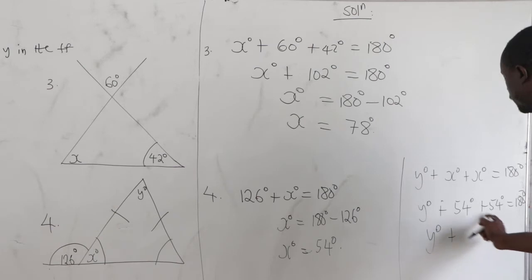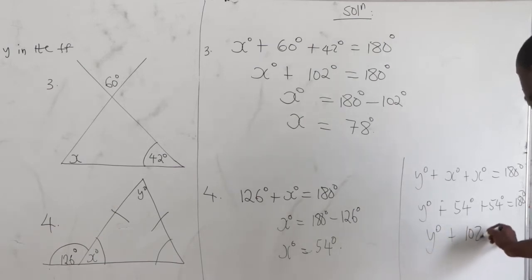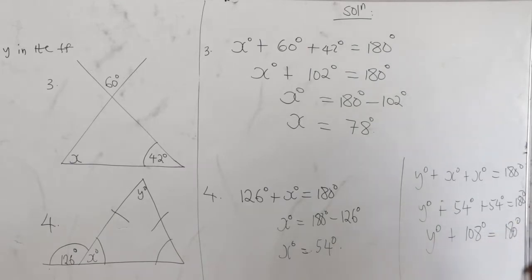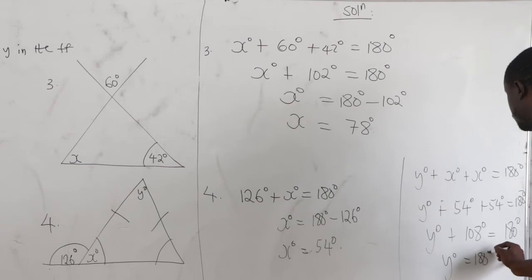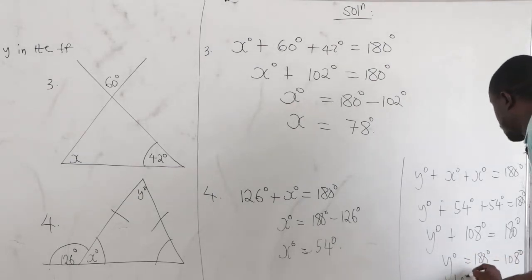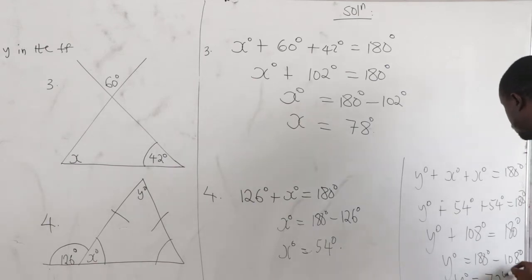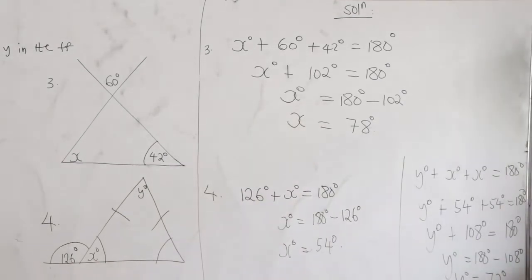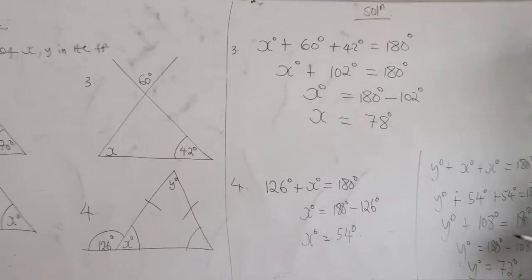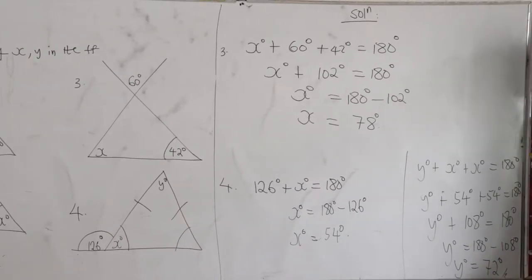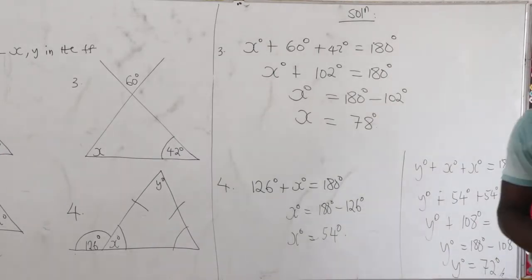54 plus 54, that is 108 degrees, plus y degrees equals 180 degrees. So our y degrees equals 180 degrees minus 108 degrees. Clearly our y degrees equals 72 degrees. And this is very, very easy. So y degrees equals 180 minus 108, this is just 72 degrees.